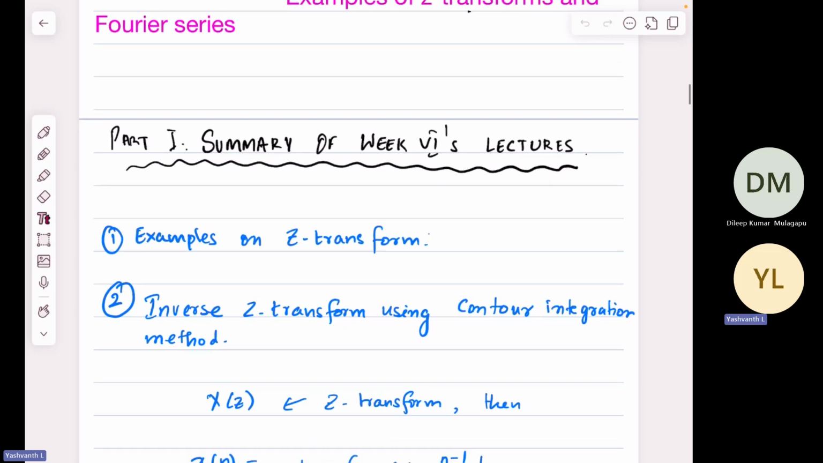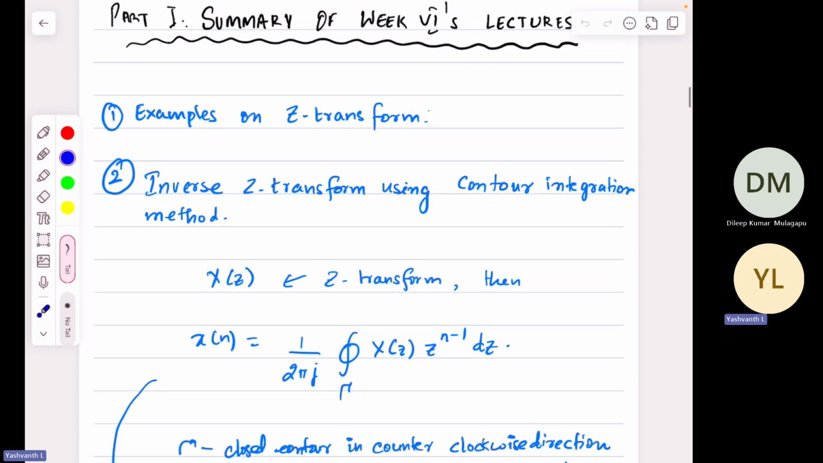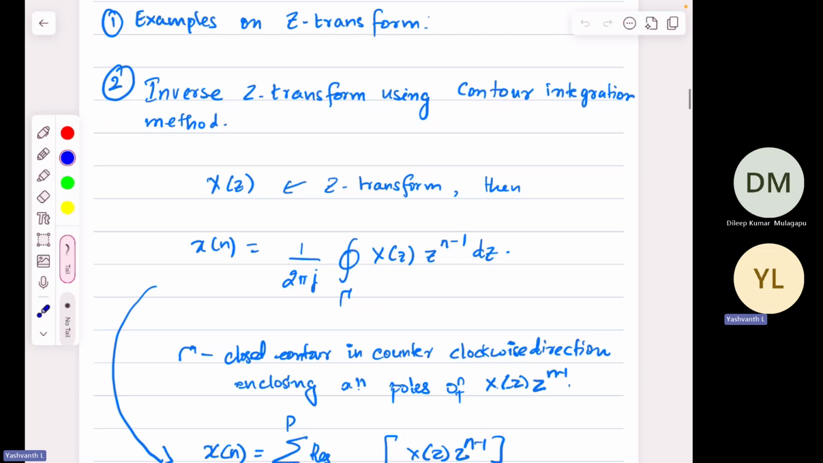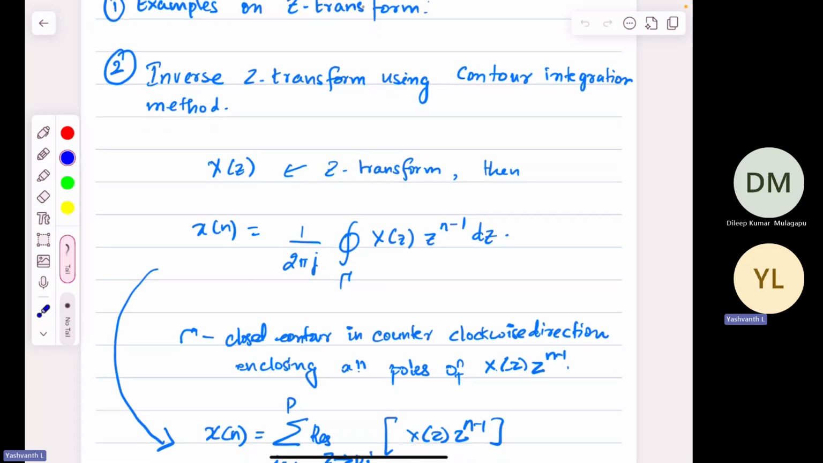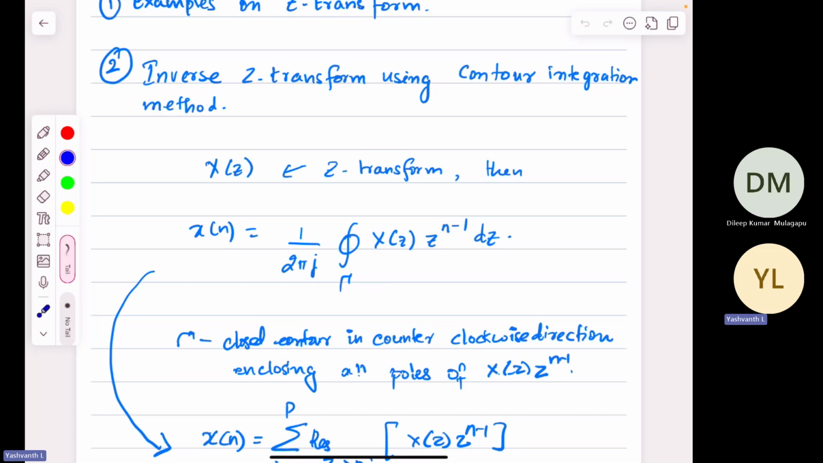Okay, so part 1 of today's session will be to quickly summarize week 6's lectures. In the class, professor had walked through several examples on Z transform, how to compute the Z transform, ROC, and many things like that. I have here summarized some important things that we did not see the last time. The first is basically computing the inverse Z transform using the method of contour integration.